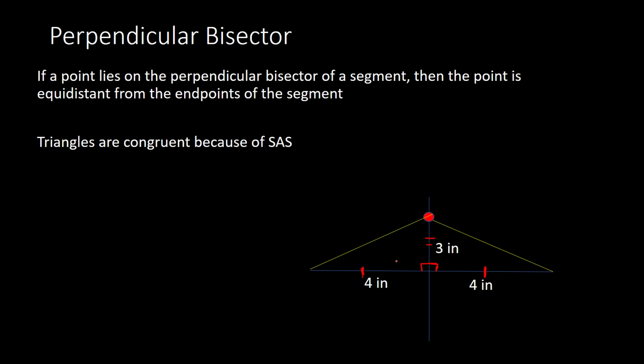So because the two triangles are congruent, then I can conclude that the corresponding parts of those congruent triangles are congruent. So the yellow lines would therefore be congruent because of CPCTC. Corresponding parts of congruent triangles are congruent.